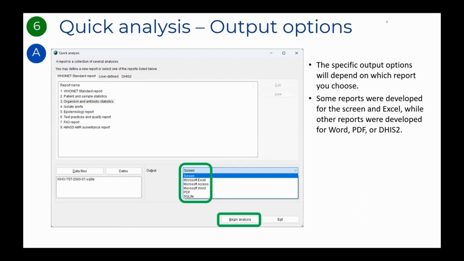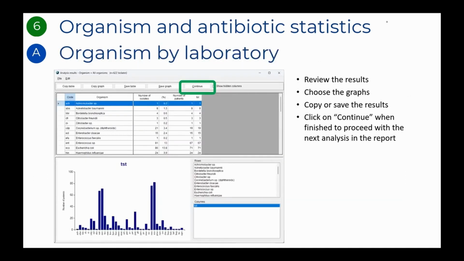I can choose whether to send the results to the screen, Excel, Word, and a number of other options. However, some of these reports were specifically developed to be viewed on the screen or in Excel, while others were specifically designed for Microsoft Word. Now that we have selected the report, the data files, and the output, I can click on Begin Analysis.